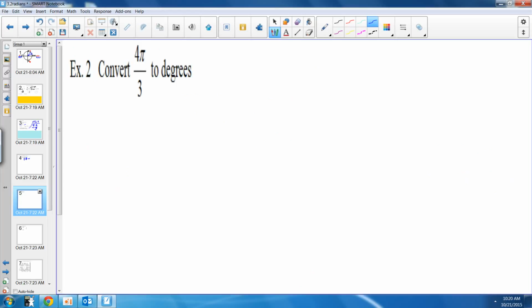Convert 4 pi over 3 to degrees. Same idea as before. You want degrees, so I'm going to put the degrees on the top, 180 degrees, with the radians on the bottom. And now we're going to be simplifying that multiplication. Since we're multiplying numbers, we can divide out, leaving ones. And so this is going to be 4 times 60, or 240 degrees. It's converting between the two.